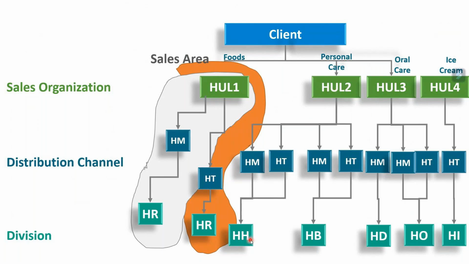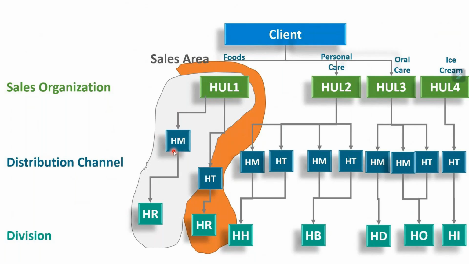HUL2, HT, and HH. Now this is how you make a sales area. Obviously not in the system, but this is how you conceptually think of a sales area. So this gray portion is your conceptual logical sales area in SAP. HUL1 sales organization selling through the mom and pop store route.